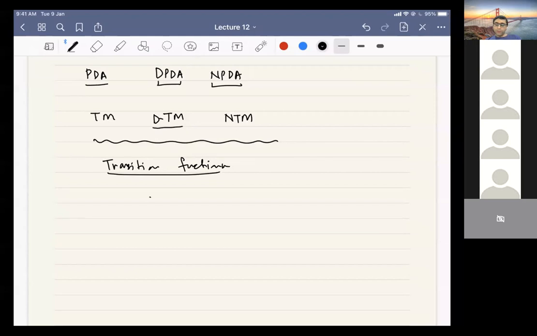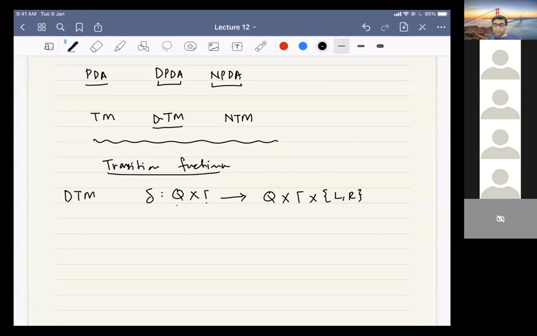The transition function of a deterministic Turing machine looks like this. It needs to know the current state of the machine and the current symbol on the tape. Based on this information, it tells us the next state, the symbol that it would write on the tape, and the direction it will go, either to the left or to the right.